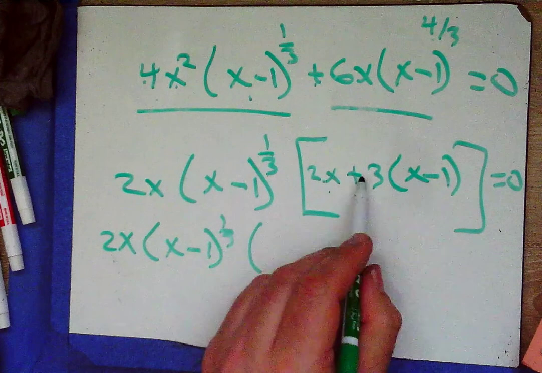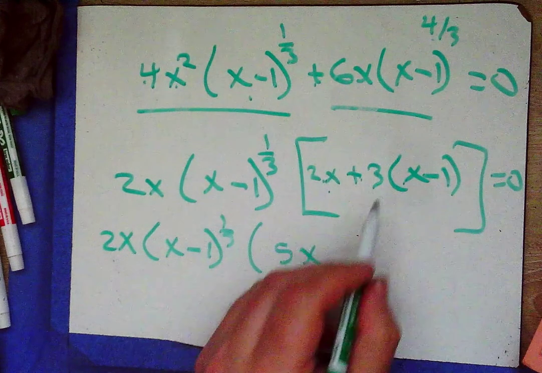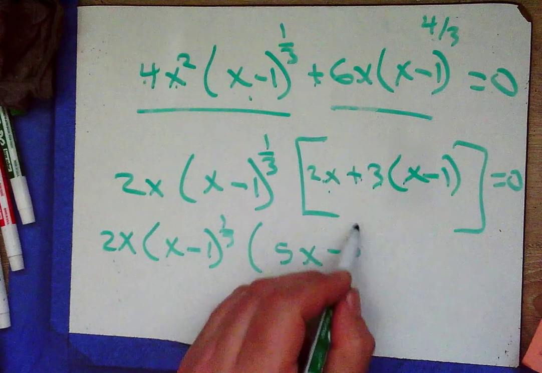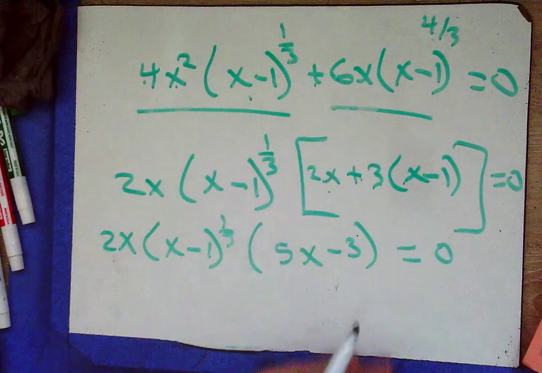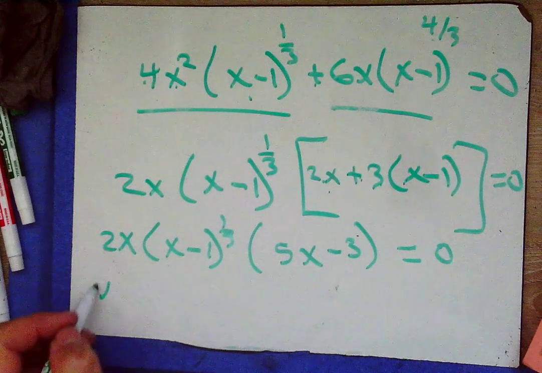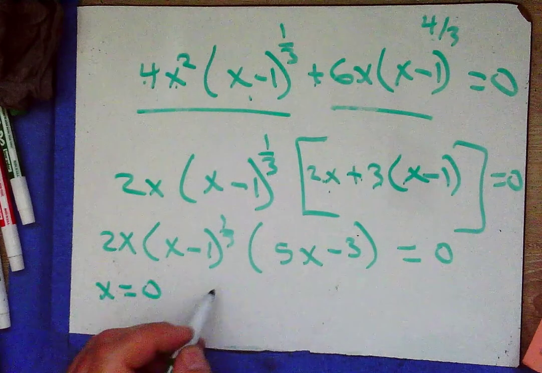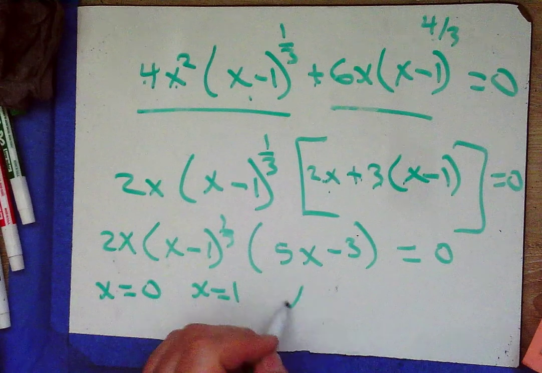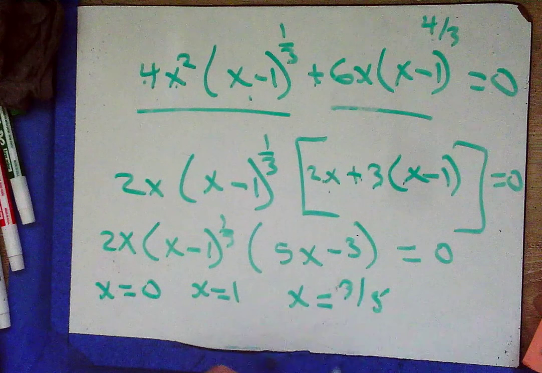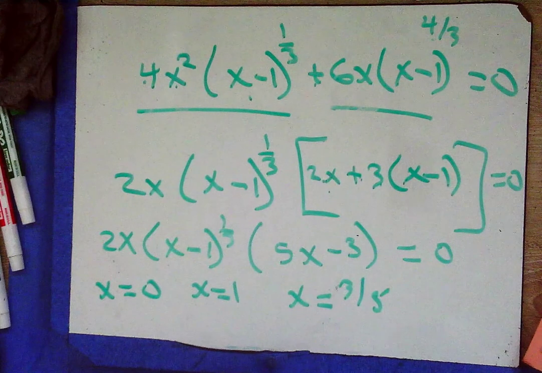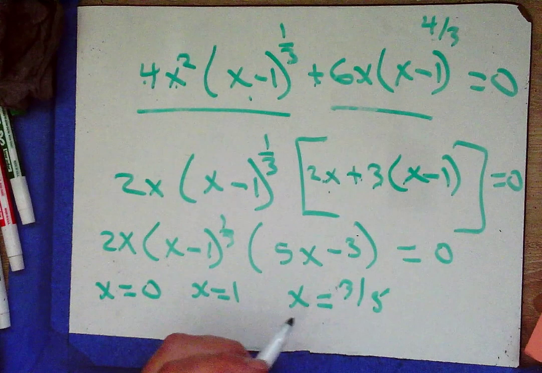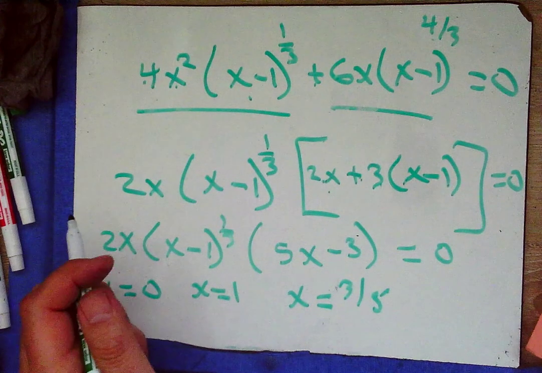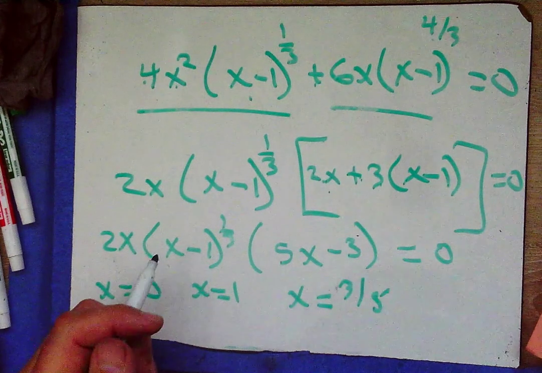Here, 2x plus 3x is 5x. Don't forget to distribute that minus 3. All right. So now we've got 3 factors. We set each factor equal to 0. I get x equals 0. I get x equals 1. I get x equals 3/5. Do you think this is a must check, or is it just an ought check? Well, I don't know. I better check.